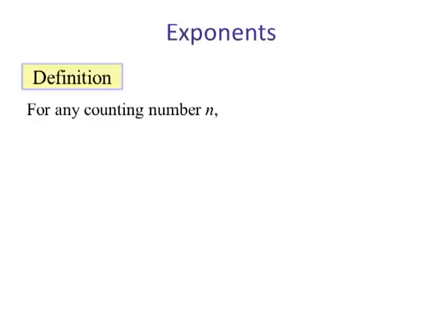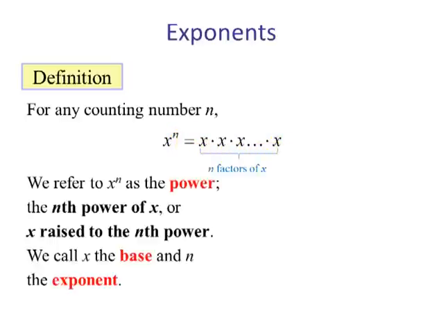For any counting number n, x raised to the n power means that there are n factors of x. We refer to x to the nth as the power, the nth power of x, or x raised to the nth power. We call x the base and n the exponent.